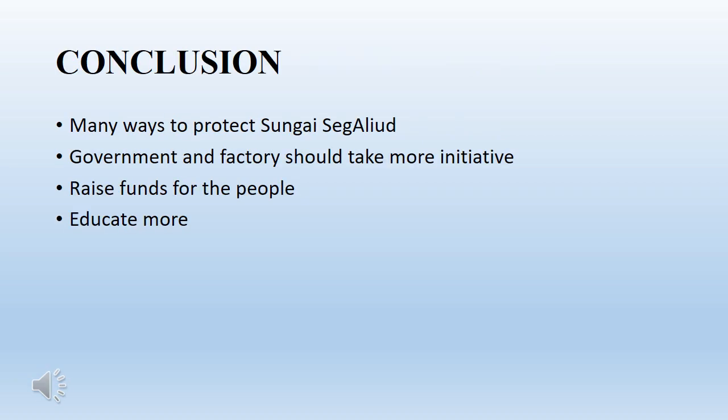In conclusion, there are many ways to protect Sungai Segaliud and other rivers in Malaysia. The government and also the factories should take more initiative in this matter. Because of their negligence, the people are suffering. They do not have enough money and not enough clean water. The government should raise funds for the people and use the fine that is paid by the factory to help the people. They should also educate the factories and teach them these systems and ways provided to help the environment.